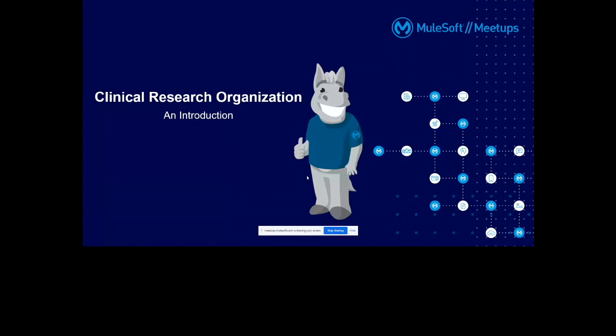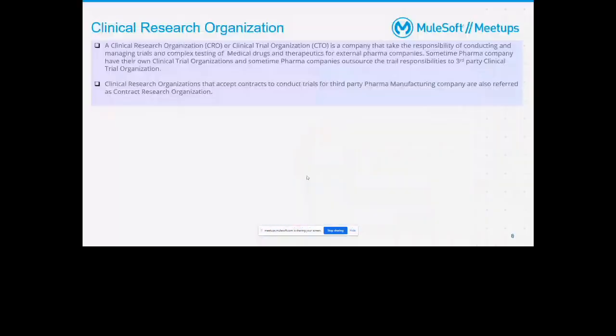Before that, let us have an introduction to what a clinical research organization actually is. A clinical research organization takes contracts from different pharma manufacturing companies, and they conduct trials of new drugs and therapeutic processes on human beings, and then they produce the results and submit them.